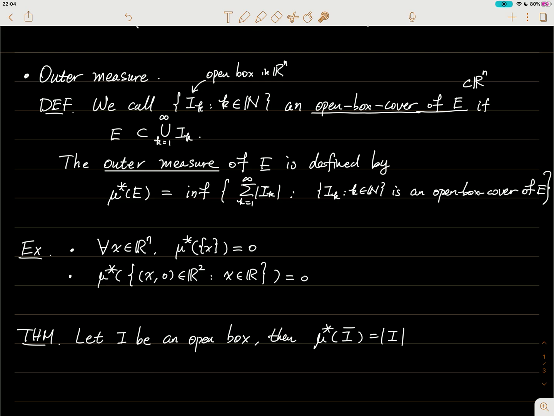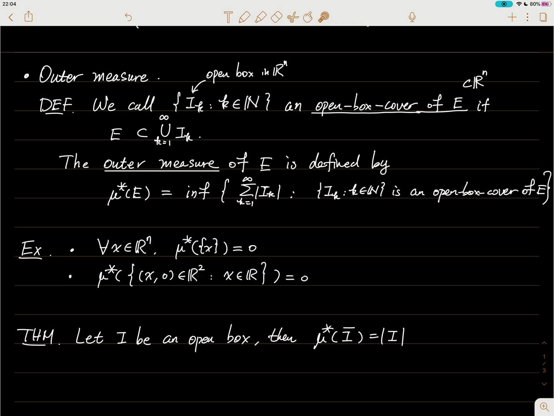This outer measure is denoted by mu star. This is very important, since we'll be using this to get the actual Lebesgue measure.